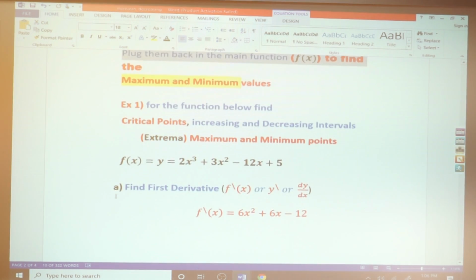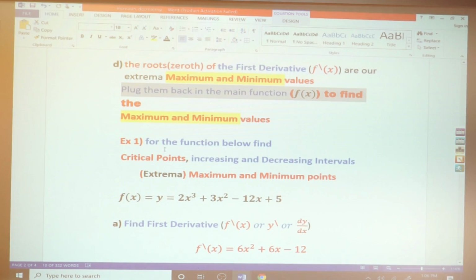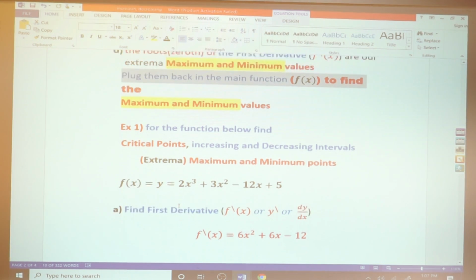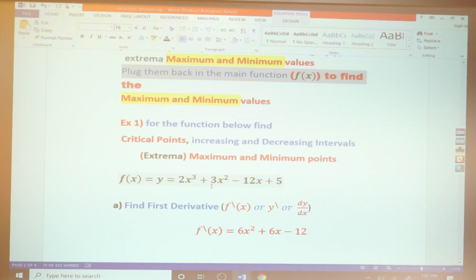Okay, this is my example. For the function below, find the critical points, increasing and decreasing intervals, extreme, maximum and minimum points. This is my function, 2x cubed plus 3x squared. To save your time, I found the derivative. What is the derivative? 2 times 3, 6. 3 minus 1 is 2. 2 times 3, 6, x minus 12.